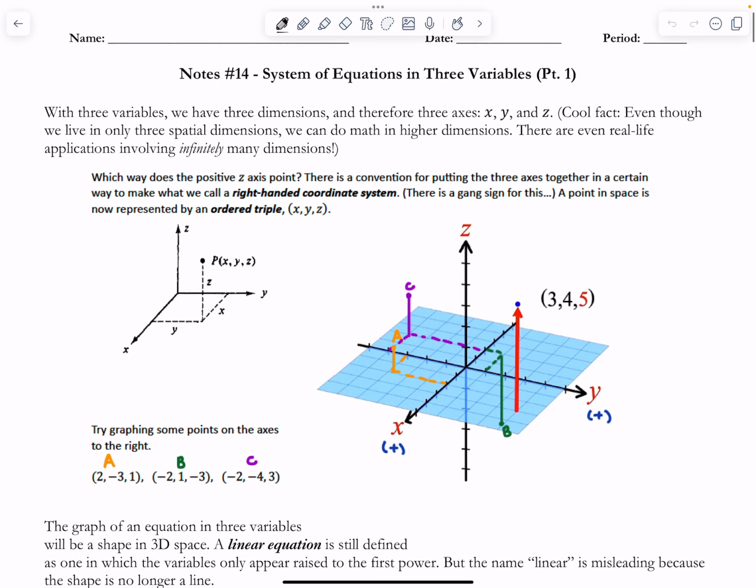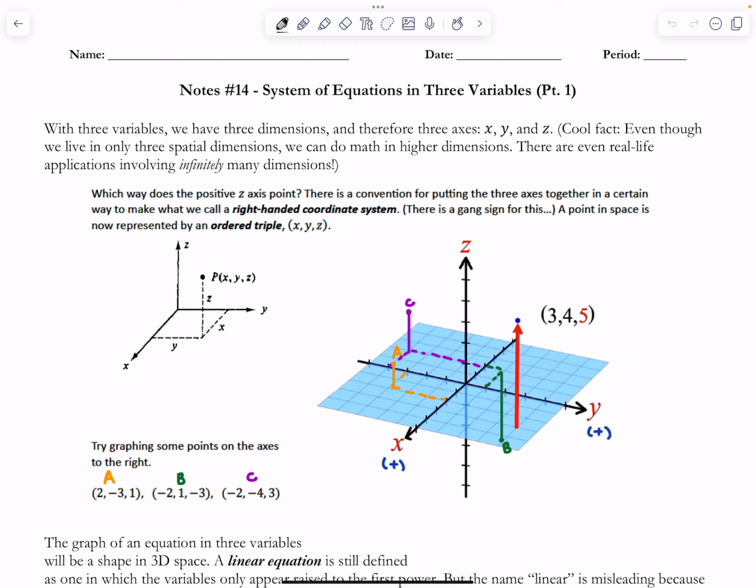All right, guys, in this video, I'm gonna go over solving systems of equations in 3 variables. Now, it's gonna be a lot of work, so kind of mentally prepare yourself for this, right? This is challenging stuff, adding that third dimension with that letter Z. But I think you'll like it.